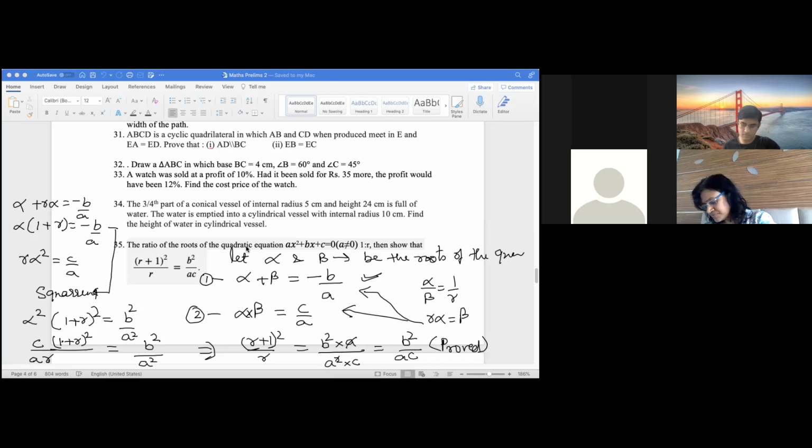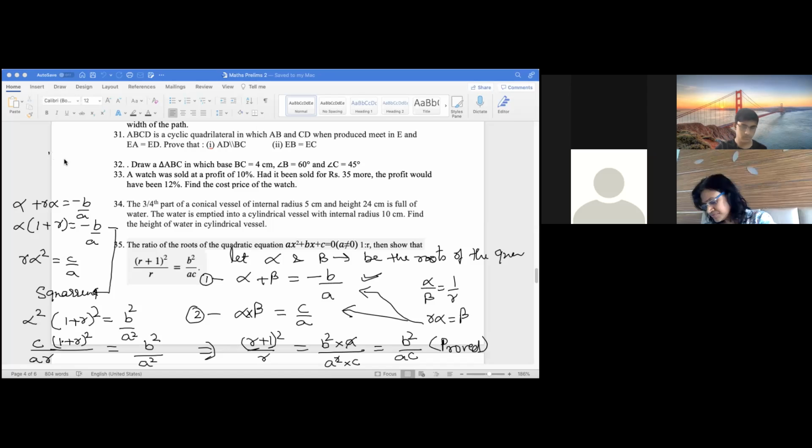Ma'am, the question is: a fire in a building B is reported on telephone to two fire stations P and Q, 20 kilometers apart from each other on a straight road. P observes that the fire is at an angle of 60 degrees to the road and Q observes that it is at an angle of 45 degrees to the road.